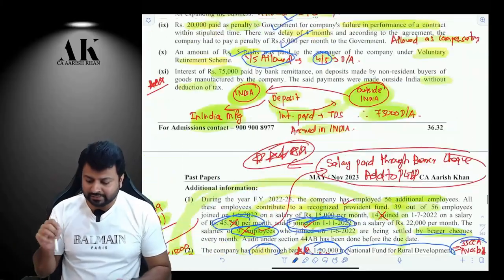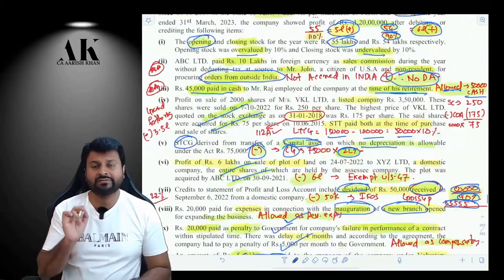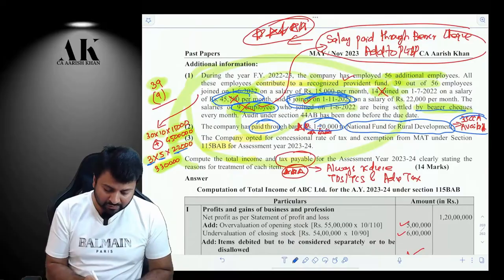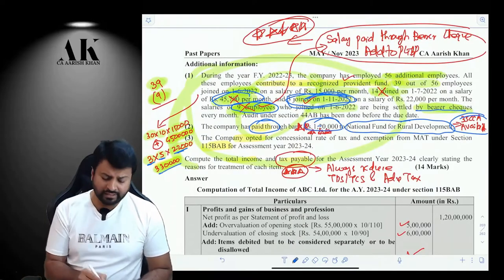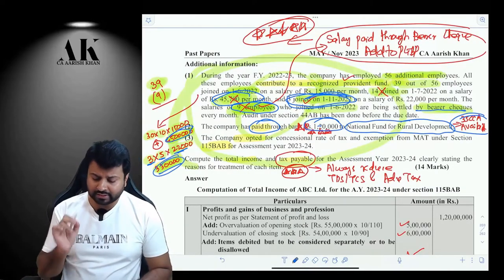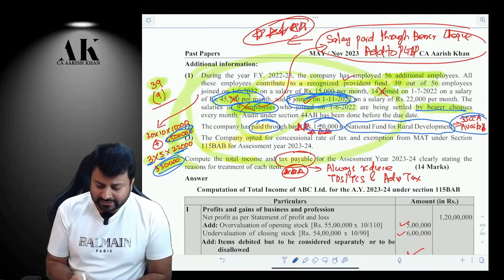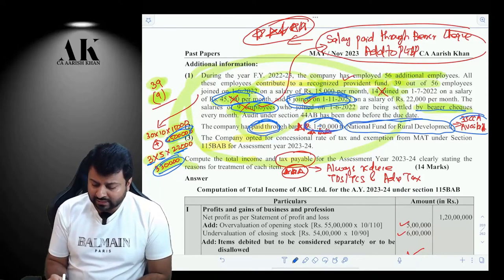And the SSC is engaged in which business? Leather business. So 150 days is sufficient. And therefore, for 3 employees, 5 months, 22,000 will be the salary. So take the total of that and then take 30%, you will get the deduction. Last but not least, the SSC has paid 1,20,000 to National Fund for Rural Development.